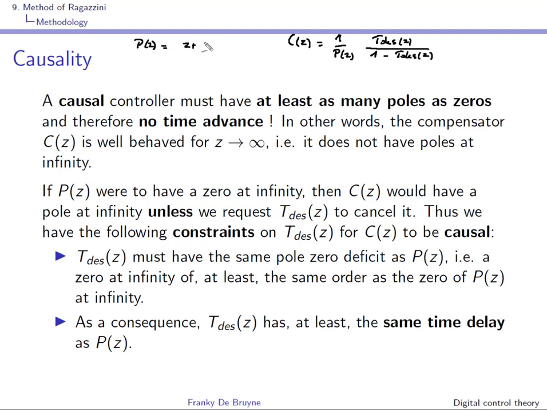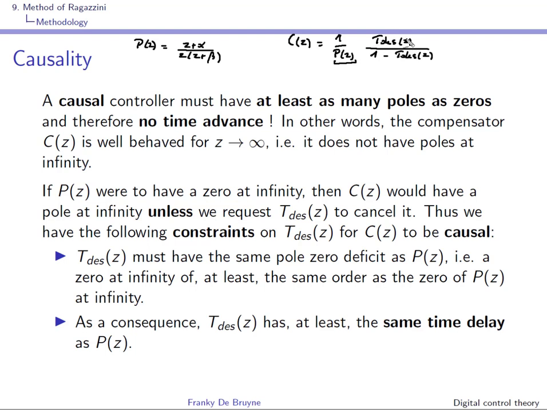This process here has a 0 at infinity. If you put z and let it tend to infinity, this will tend to 0. So z tending to infinity is indeed a 0 of the process. But here you have it as 1 over p of z, so this will give a pole at infinity, which we have seen could be problematic, right? Except if we cancel it in the desired transfer function.